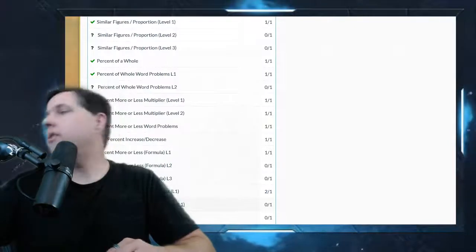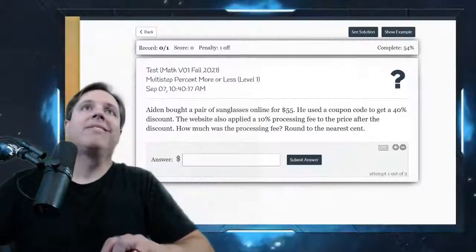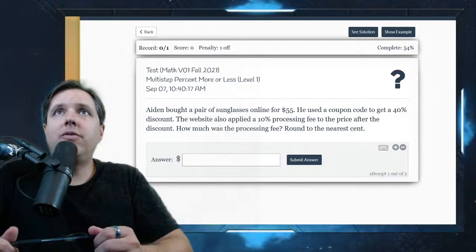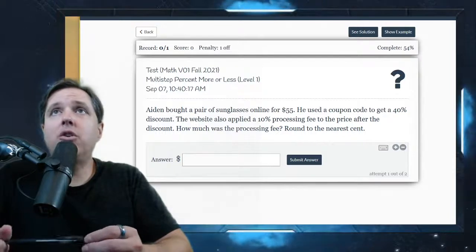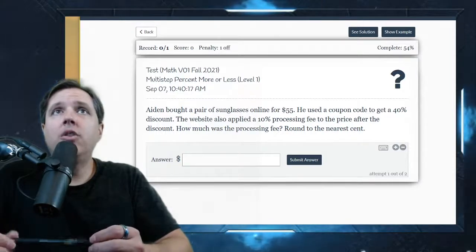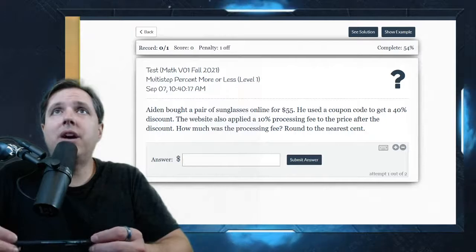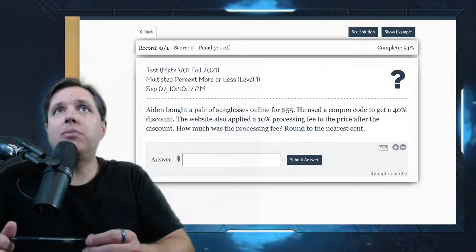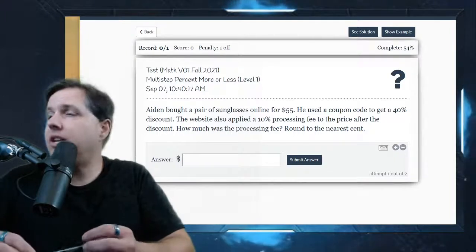Yeah, let's do this one. Okay, let's take a look. Aiden bought a pair of sunglasses online for $55. He used a coupon code to get 40% discount. The website also applied a 10% processing fee to the price after the discount. How much was the processing fee? Round to the nearest cent.